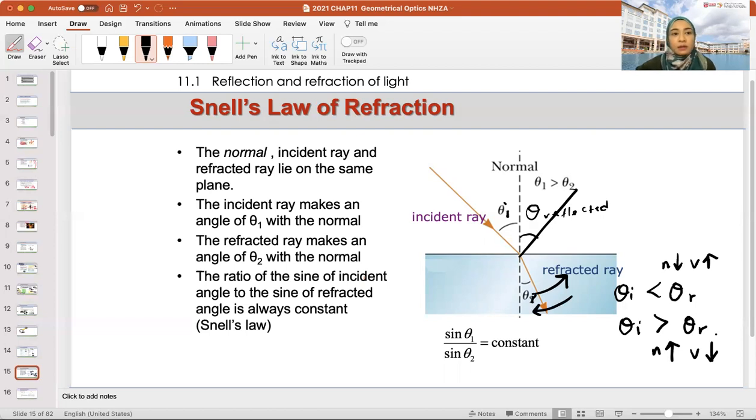Kalau slow, dia bergerak, dia mengurangkan angle. Ya Allah, susah nak cakap. Okay, so this is what we learned earlier. Okay, parking jap kat sini.